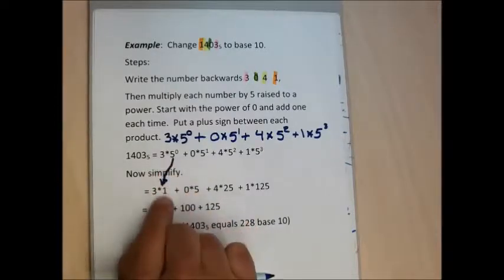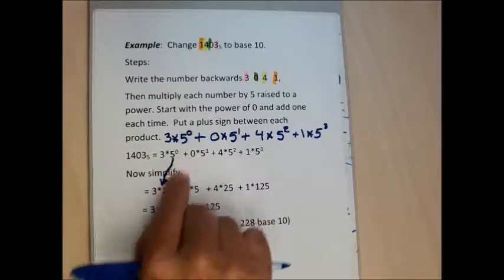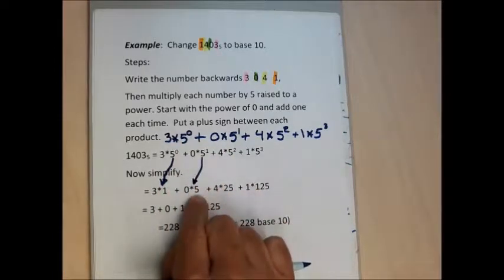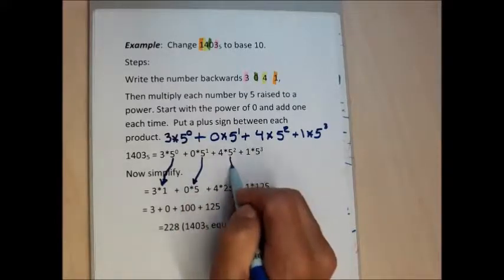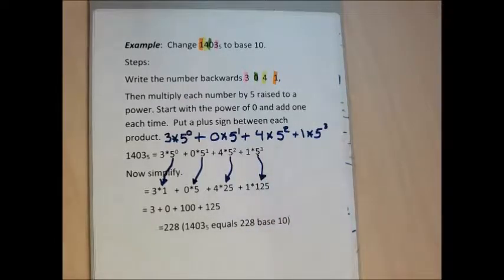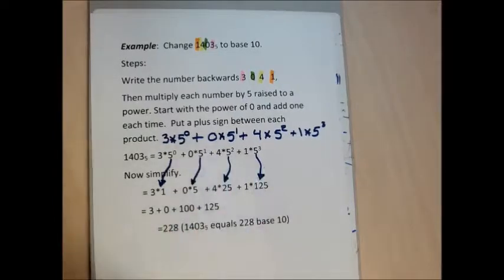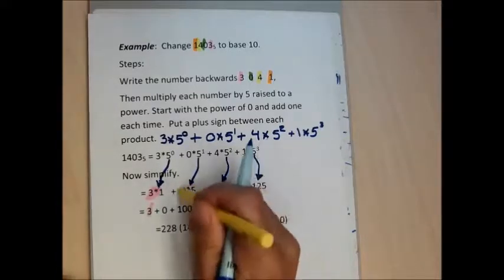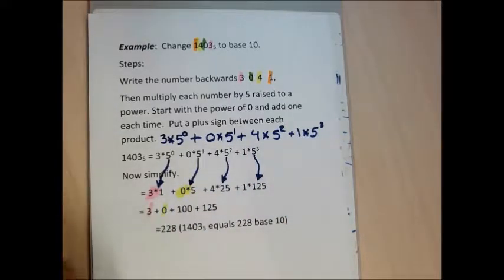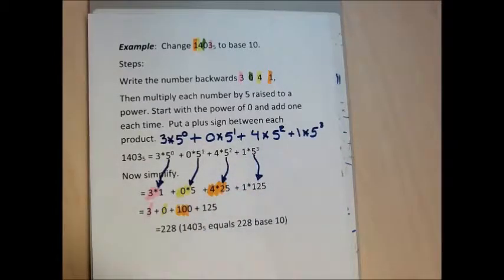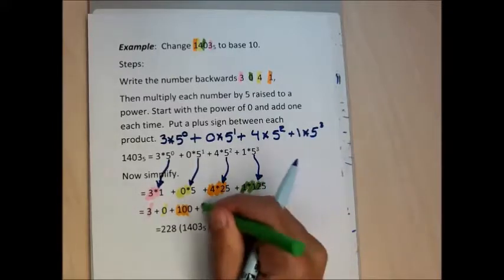So 3 times 5 to the 0 is equal to 3 times 1. I bring down the plus sign, and then I figure out what 5 to the first power is. 5 to the first power is 5. And then I do 5 squared and 5 cubed, all of which I have memorized, but you can use your calculator for. After I do the exponents, I do the multiplications. The first multiplication I did was 3 times 1, and I got 3. The second multiplication I did was 0 times 5, and I got 0. Then I did 4 times 25 and got 100. And lastly, I did 1 times 125 and got 125.